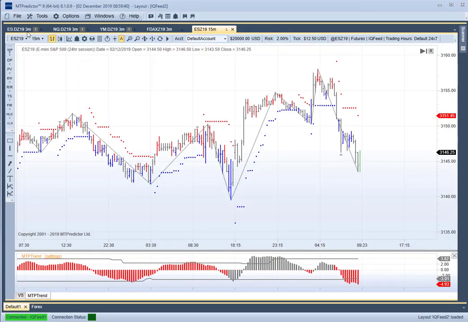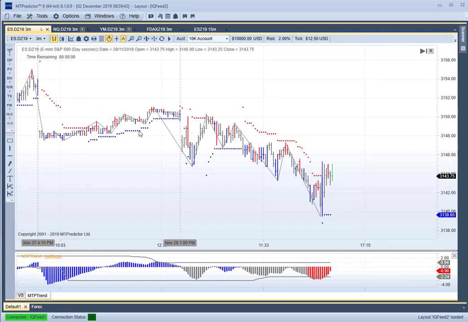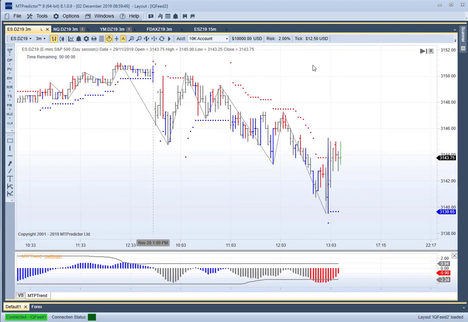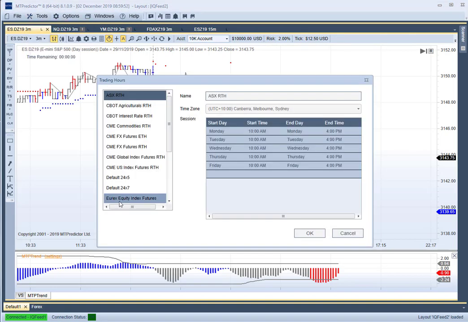Most of our examples we look at using the day session only, and the day session only is, if I look at our trading hours, the regular trading hours, the RTH, which is from 8:30 to 3:15 Central Time, or 9:30 to 4:15 New York time. That's when most of the volume comes in.